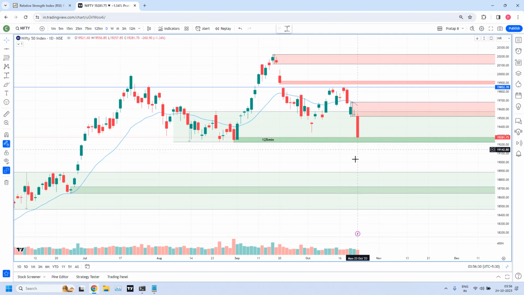That means next time, if the weekly zone is violated, then only this discussion is applicable. We don't know what is going to happen tomorrow. I'm assuming that in case this weekly demand zone is violated, next time if prices get into this daily supply zone, you can blindly go for shorts.